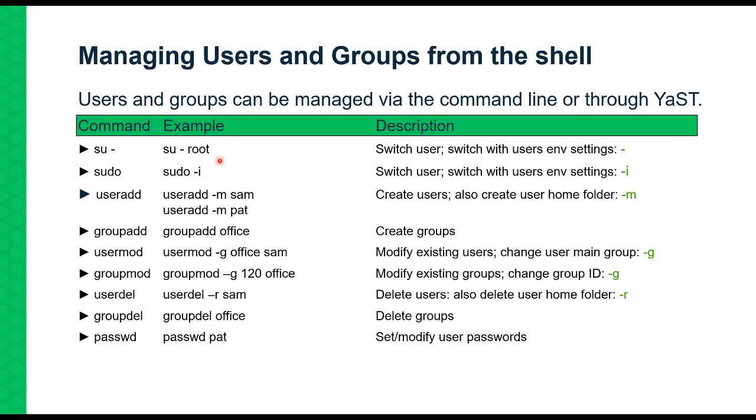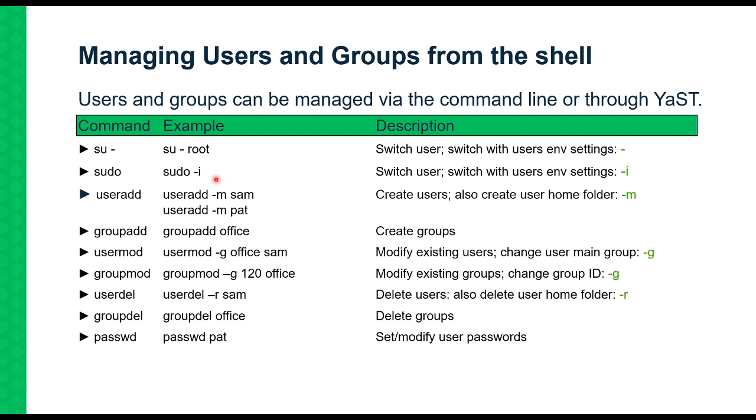So we'll do a su space minus space root to switch to root and all the environmental settings that goes with root. Another way of switching user is using our sudo command. And we can do sudo su space minus, or we can just do a sudo space minus i. This will also do very similar to the sudo su space minus. You will also switch with the same environmental settings. Just a shorter command to do and a lot quicker to enter the root user.